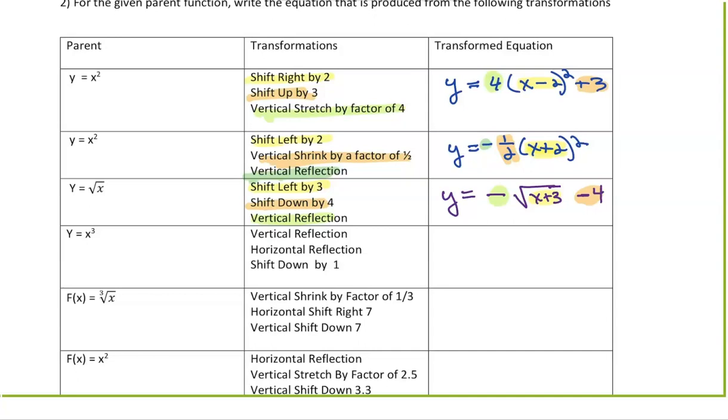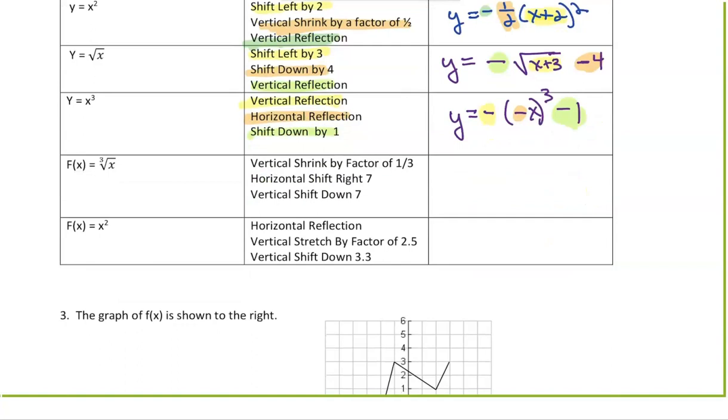Okay, next one should be y equals x cubed is the parent function. So I believe I got y equals negative x cubed minus 1. Okay, so what's happening here? Look at what the steps seem to be. Vertical reflection, that has to do with this negative sign. Horizontal reflection, that has to do with this negative sign. And then lastly, shift down by 1, that has to do with the ending of the equation. Okay, keep on going here.